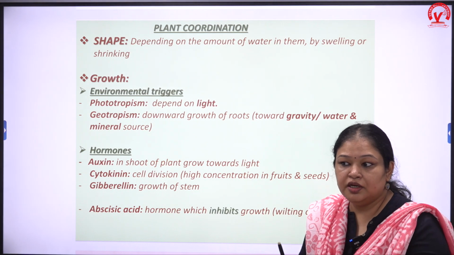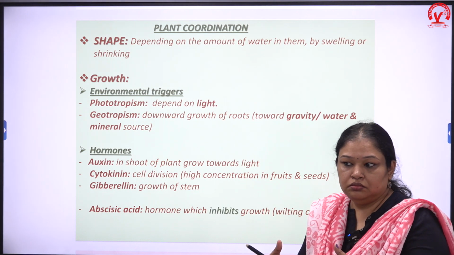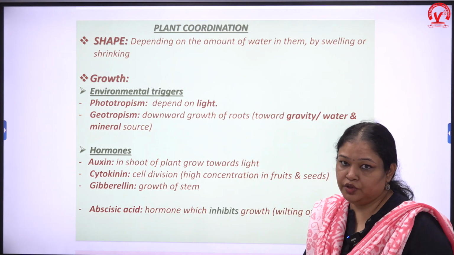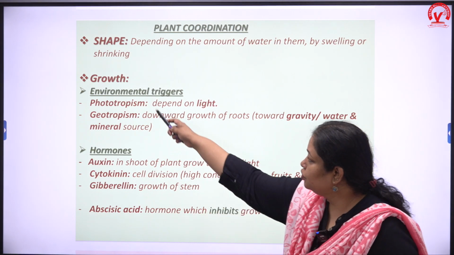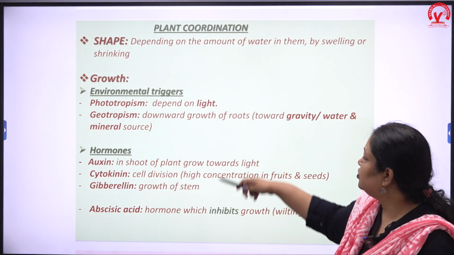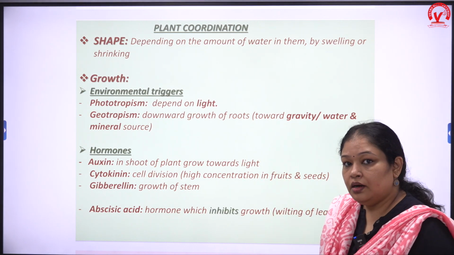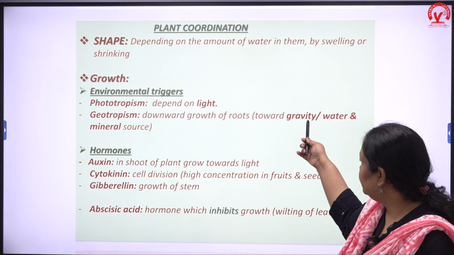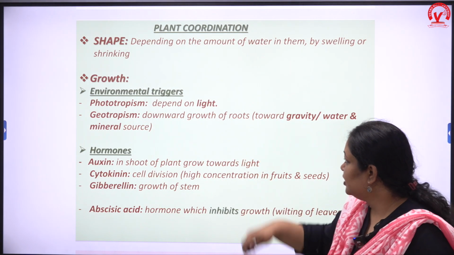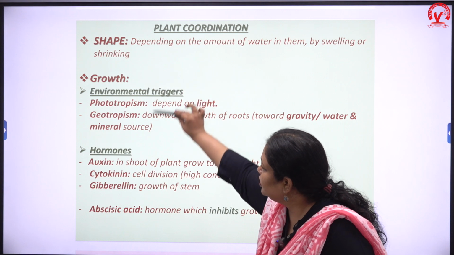You keep a plant maybe in a corner of a house, it will grow towards the window. You can see that. So that is phototropism. And then geotropism is, again, the roots growing towards the ground. That's where they have to get the water and mineral sources. That's why they do that. This is the growth, the environmental triggers.